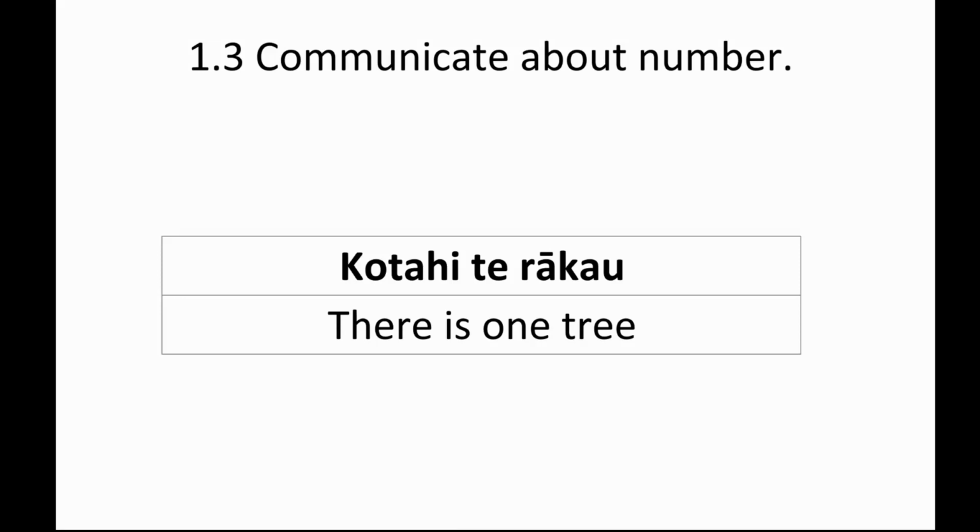Kia ora te whānau. Today we're going over the same achievement objective, 1.3, communicate about number, but slightly different. The key phrase we're looking at is Kotahi te rākau, which means there's one tree. Let's see how we go.